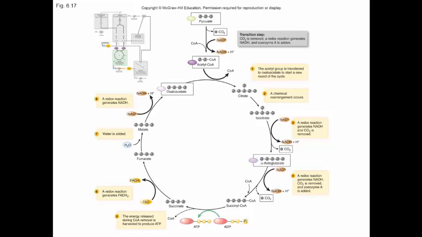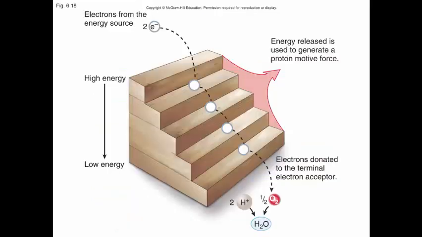The transition step will produce NADH and convert pyruvate to acetyl-CoA. Acetyl-CoA is also a precursor metabolite. In other words, I can tap off acetyl-CoAs and link them all together and make some nice fatty acids if I've got to add on construction for my cell membrane. Pyruvate can be converted during fermentation to other molecules, which we're going to talk about later.